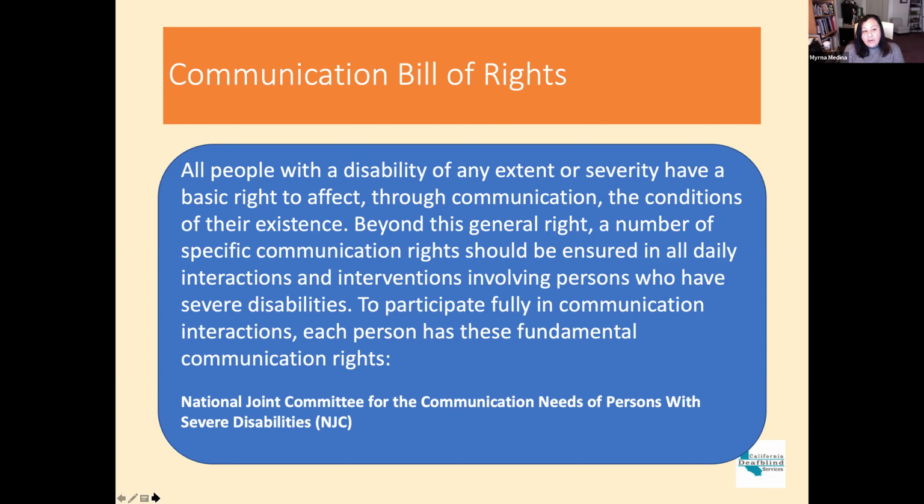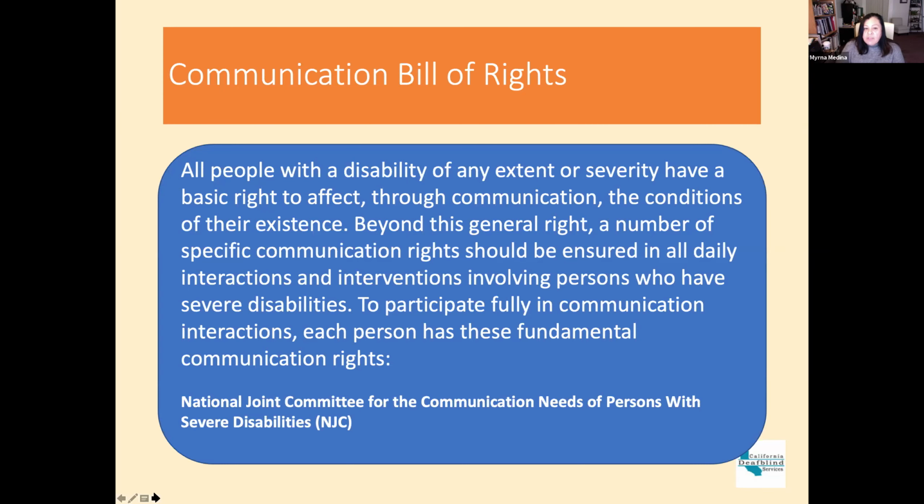And one of the things that I learned is the Communication Bill of Rights. In the chat you'll find the resources, or at the end of this PowerPoint you'll find the resources, and one of them is the Communication Bill of Rights. And please read it, it really gives you a lot of information on what the rights are for people with disabilities. This is from the National Joint Committee for the Communication Needs of Persons with Severe Disabilities.